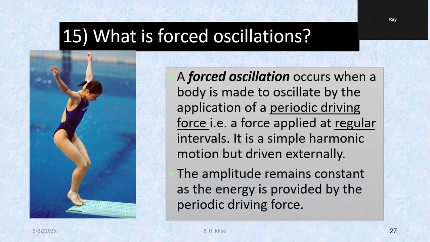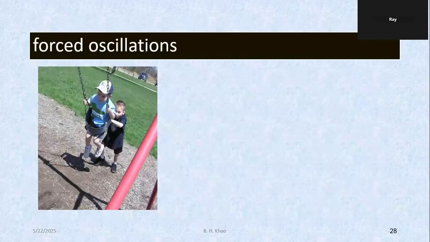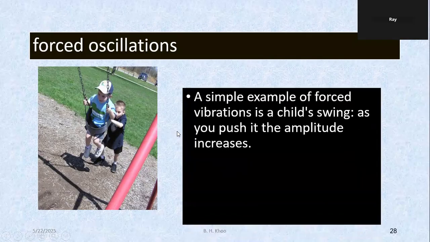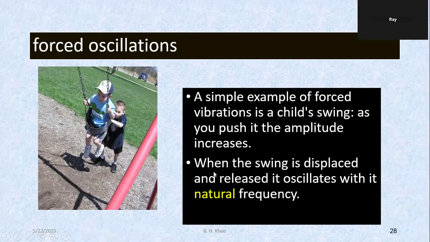Amplitude remains constant as energy is provided by the periodic driving force. Right? The periodic driving force is the external force. Example of this, two boys. Simple example of forced oscillation is a child on a swing. As you push, the amplitude increases. As this boy, the driver, pushes the driven one, the amplitude becomes bigger and bigger. When the swing is displaced and released, it oscillates with the natural frequency. You can time it and find the period, and then from the period you can get the natural frequency.